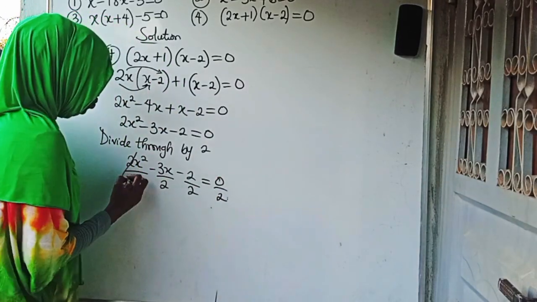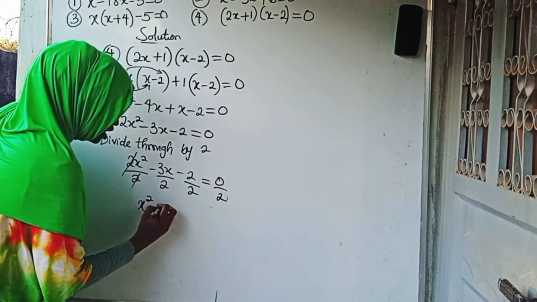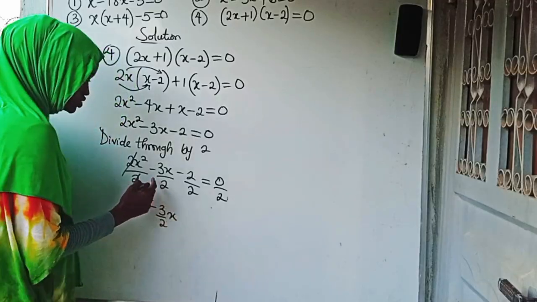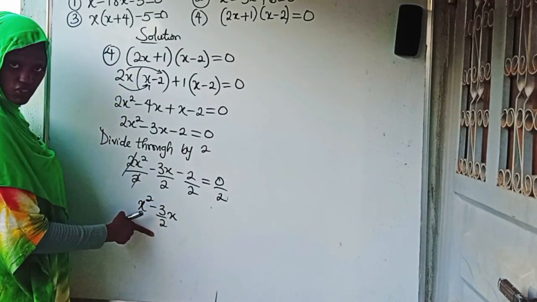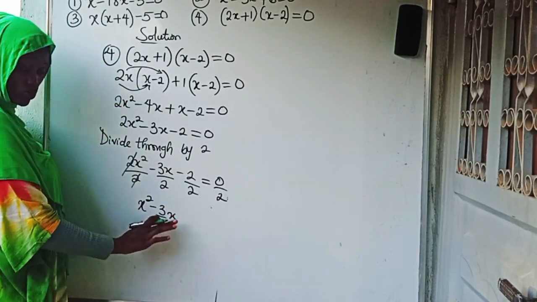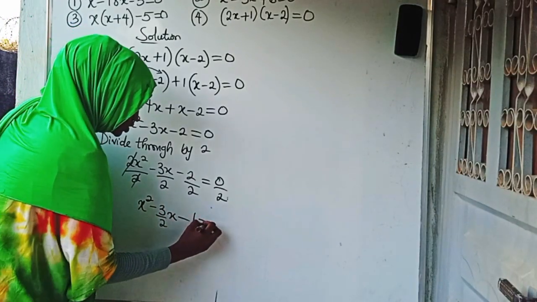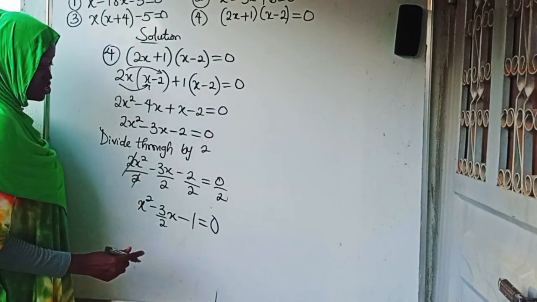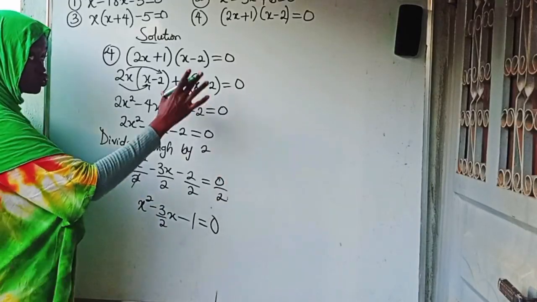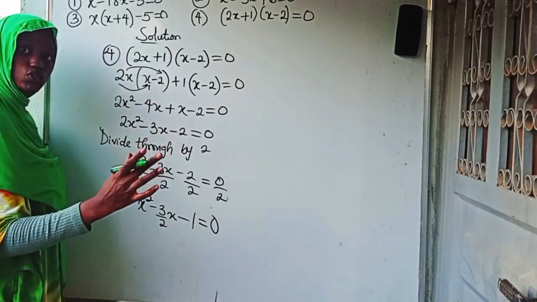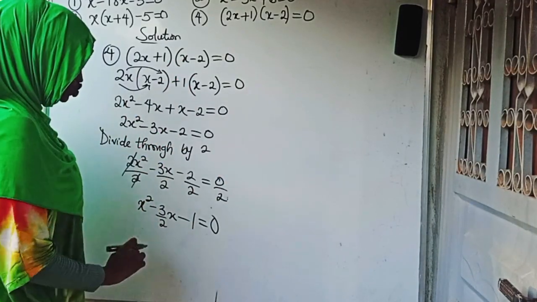Alright, so here 2 cancels 2, we have x squared minus 3 over 2x, because we can't divide this. So let's leave it as minus 3 over 2. It's easier this way. Let's leave it in the form of a fraction. Minus 2 divided by 2 here is 1, so this is equal to 0. Okay, so this is the equation we are going to use now to solve this problem. And let's use the completing the square method.